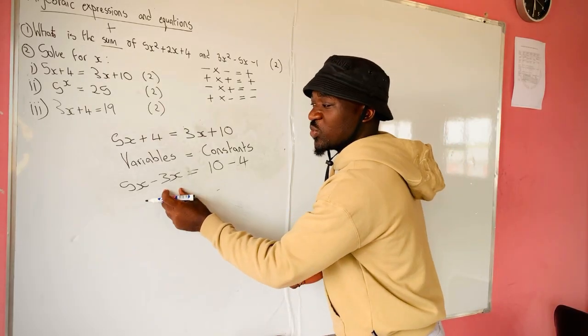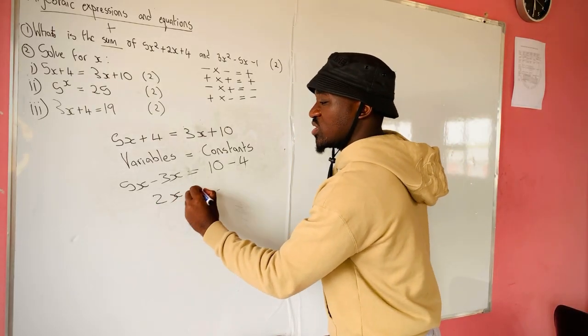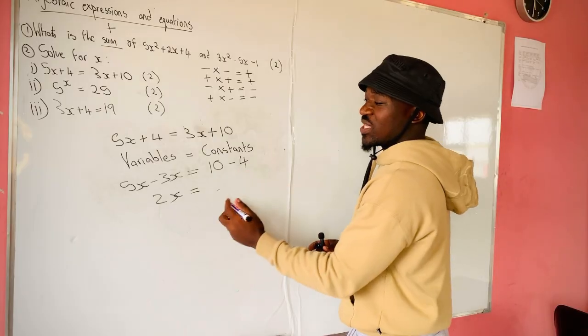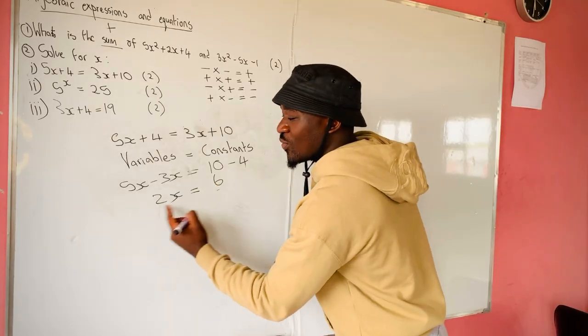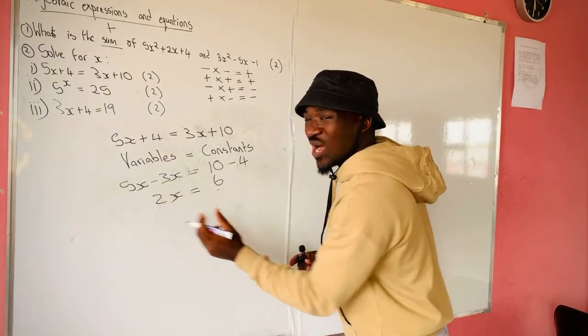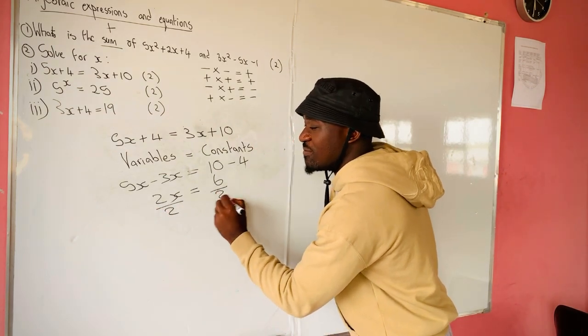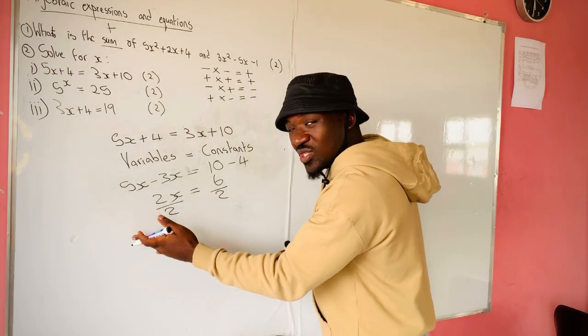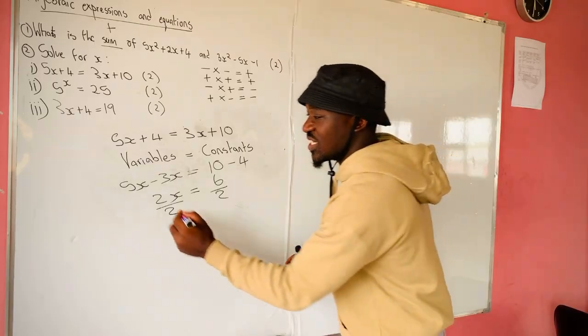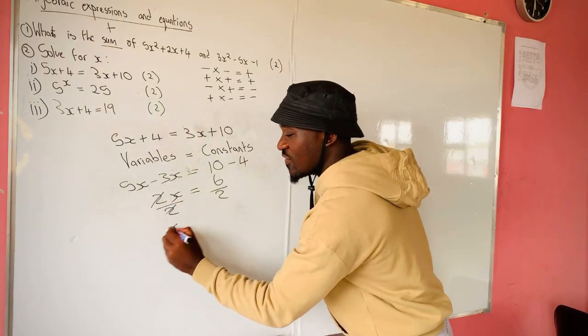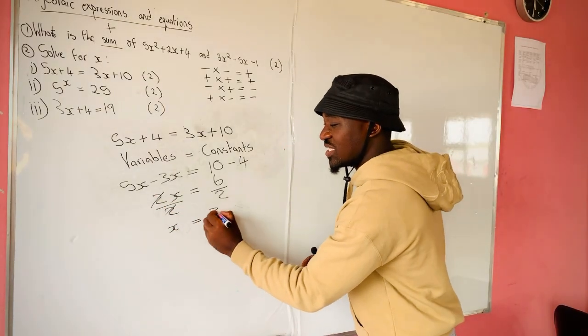Now, 5 minus 3, we get what? 2x, which is equals to 10 minus 4, we get 6. Now, in order for us to remove this, why? Simply because we want to solve x, then we divide both sides by 2. Remember, at all times, everything you do this side, you must also do it this side. So cancel these two, then you have x, which is equal to 6 divided by 2, it's 3.